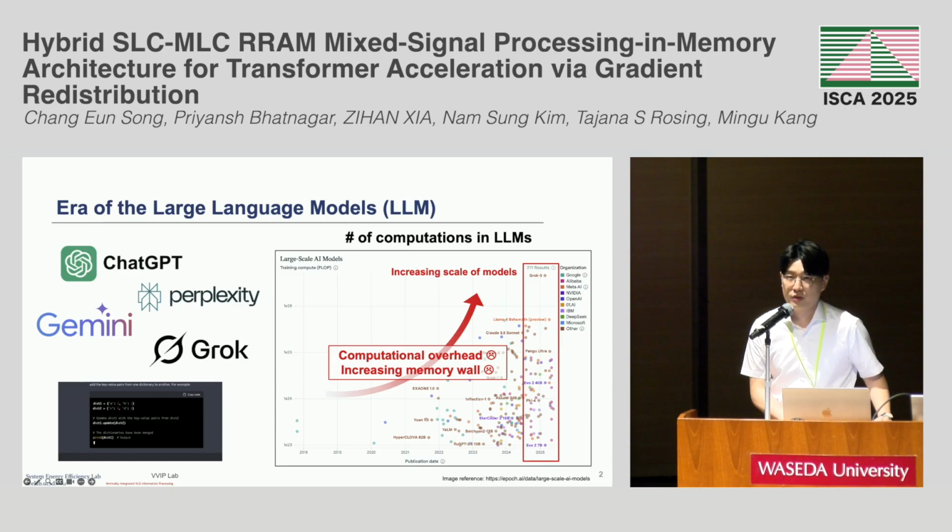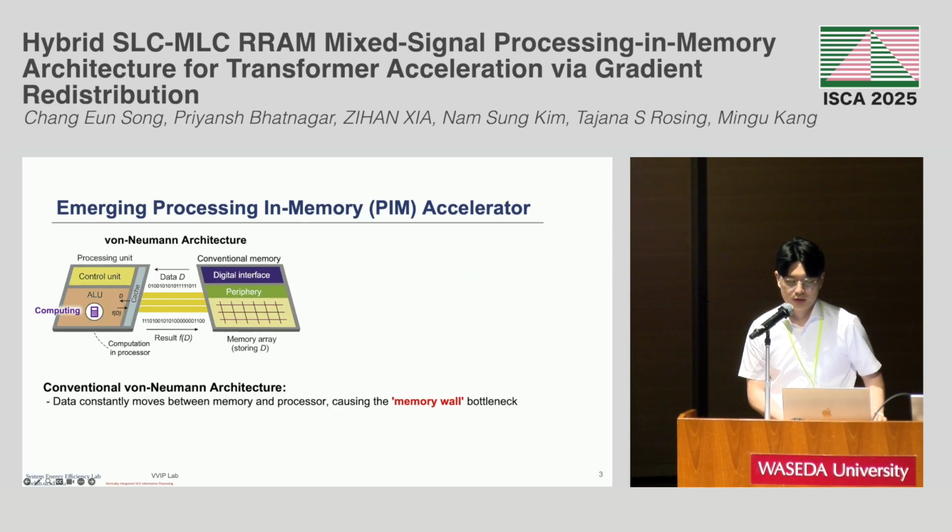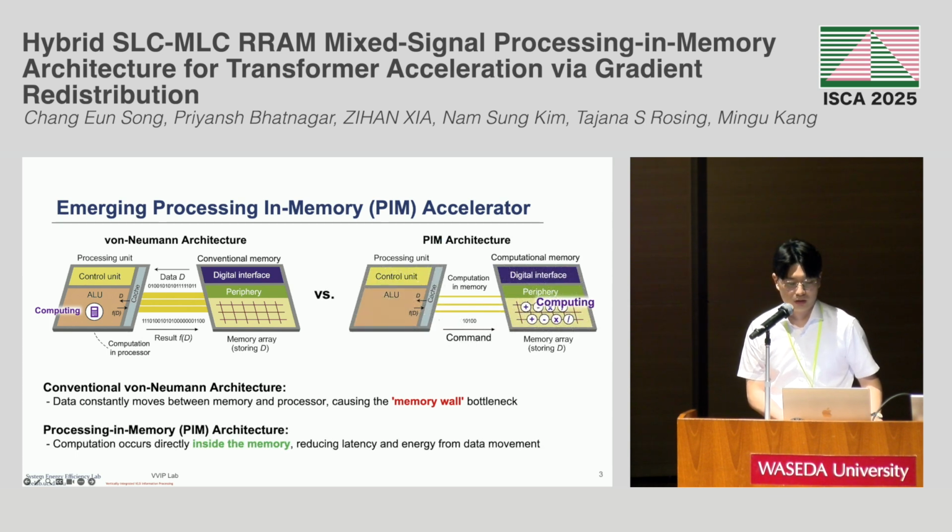Due to this increasing model size, the computational overhead is becoming a main problem, and also the increasing data size causes the memory wall problem. So to avoid those issues, the processing in memory architecture has been introduced. In the conventional von Neumann architecture, the data constantly moves between memory and the processor, which causes the memory wall bottleneck. On the other hand, in the processing in memory architecture, the computation can occur directly inside the memory, so it can reduce the latency and the energy from the unnecessary data movement.